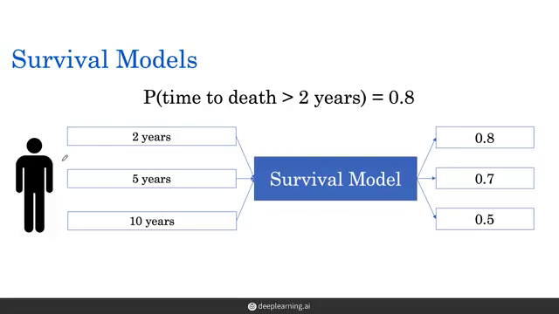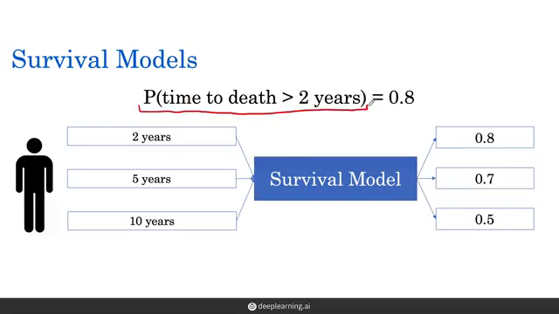But the trick to survival models is that they can answer questions of the form, what is the probability that the time to death is greater than 2 years? So we can see for this patient, the probability that their time to death is greater than 2 years is 0.8 as outputted by the survival model. For 5 years, 0.7, and for 10 years is 0.5, all outputted by that one single model.